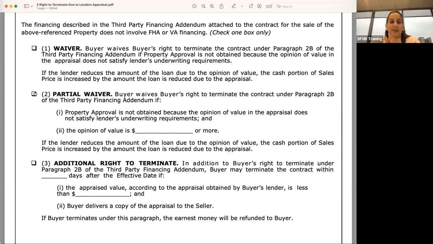2-1. Yes. So it basically says the buyer waives the buyer's right to terminate under 2B, which we just looked at in the financing addendum, if the property approval is not obtained because the opinion of value and the appraisal does not satisfy the lender's underwriting requirements.